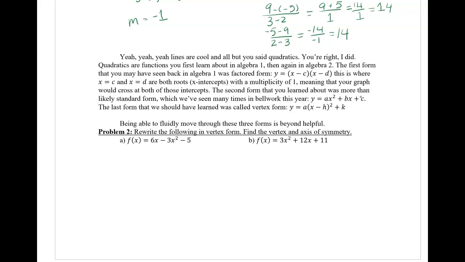The second form that we learned about, which is more likely called standard form, you may have seen sometimes this year in bell work already when I say hey, factor blah. That standard form is as easy as ABC. That's y is equal to ax squared plus bx plus c. The last form we should have learned is something called vertex form, which is y is equal to a times the quantity of x minus h squared plus k. We need to be able to fluidly move through these three forms, and the reason why is because sometimes one form's a little bit more helpful than the other. Alright.